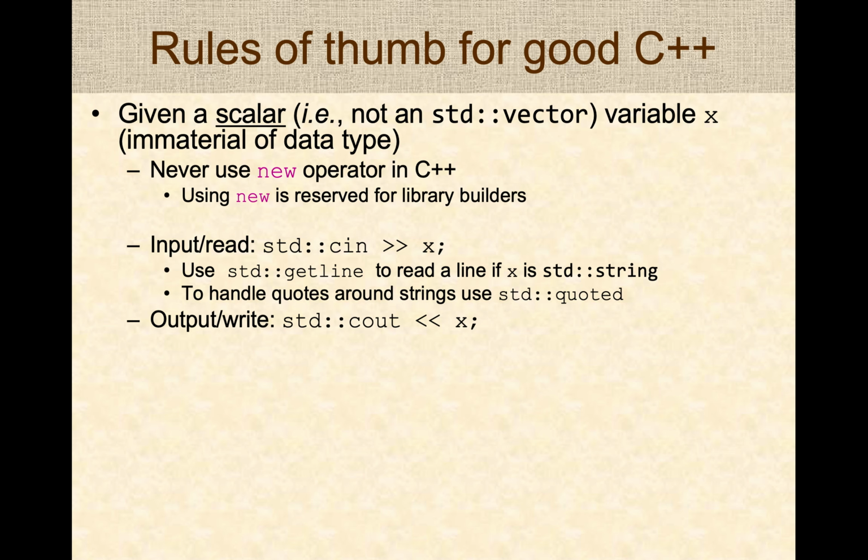So the stream extraction operator, getline, and std::quoted will be able to cover 90% of the use cases that you will come across. If you ever want to write output, use the stream insertion operator or less than operator to print the values.